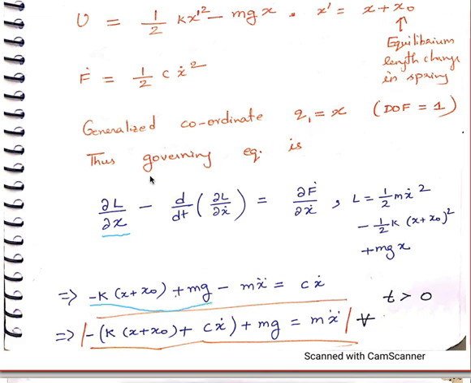Then what does the second term give me? Minus d by dt of dL by dx dot. dL by dx dot will be simply m into x dot, d by dt of that will be m into x double dot. There is a minus sign, so it will give me minus m x double dot. That is equal to df dot by dx dot, which is very simple: this will be equal to c into x dot. Now, if I take m x double dot to the right hand side and bring c x dot to this side, then what will I get? mg minus k (x plus x naught) minus c x dot equals m into x double dot.